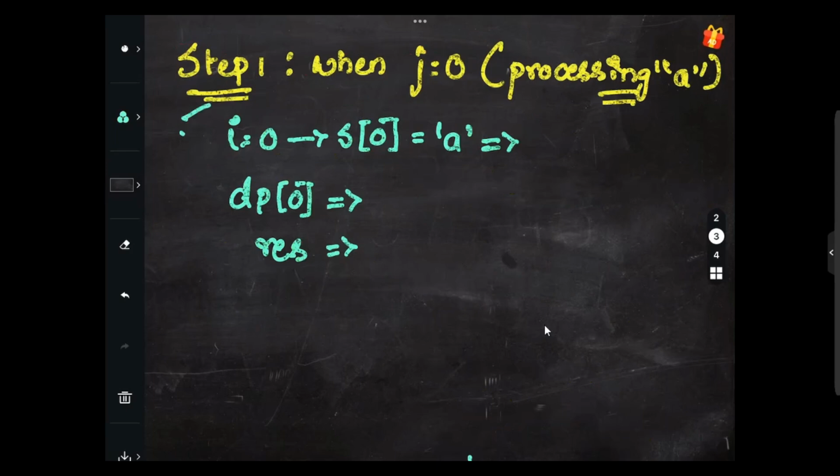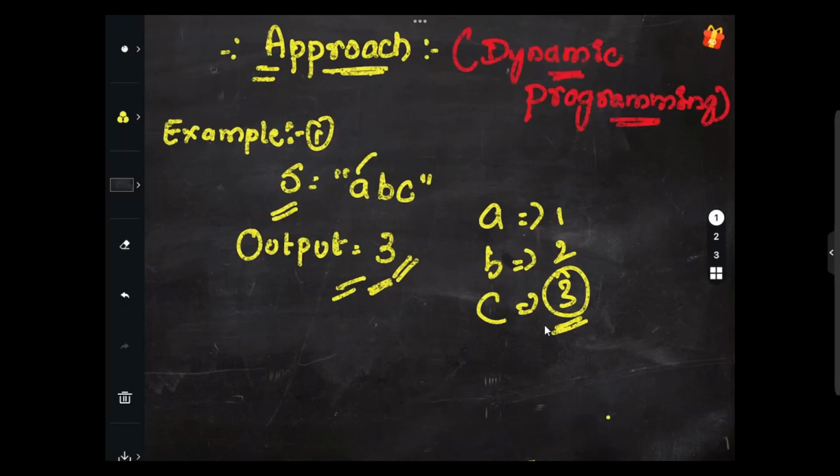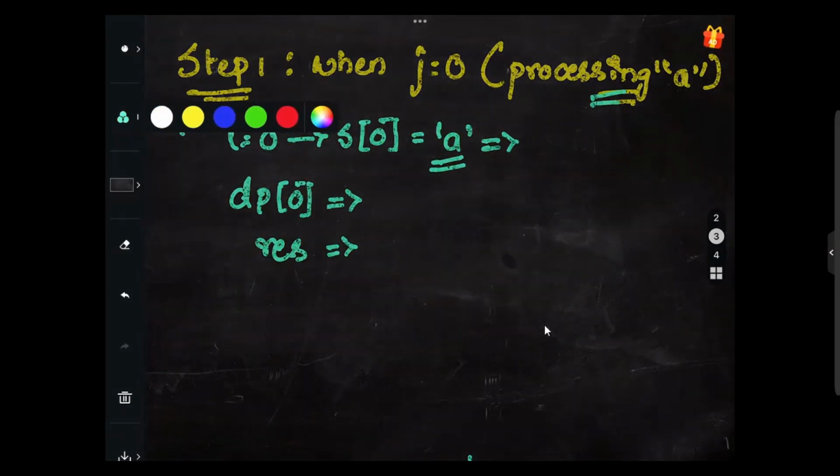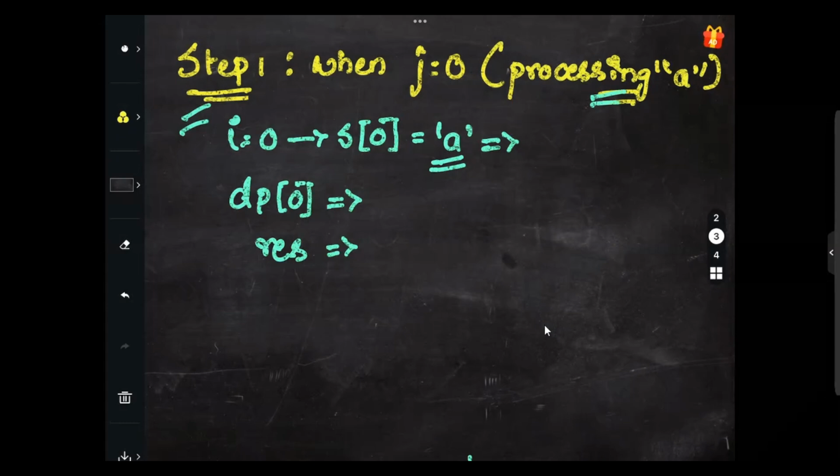So step 1, let's come here. In this case, j is 0 initially, which means we have to process a. So when i is 0, s of 0 is nothing but this one. This is s of 0, this is s of 1, and this one is s of 2. So we are considering s of 0 here, and we have only a. So this is a palindrome, because a single character is always a palindrome of itself.